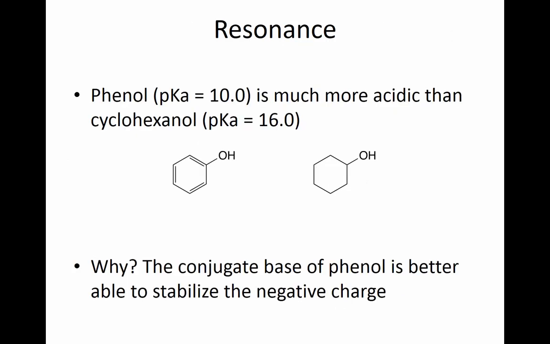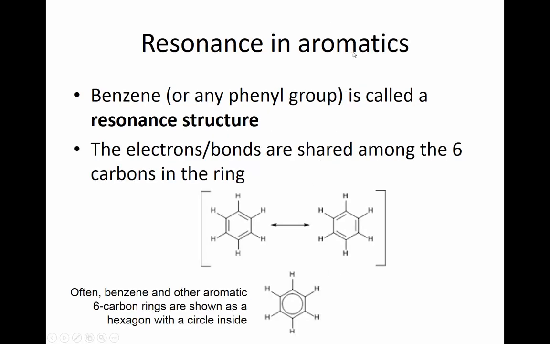Okay, one thing we have not gone over yet is resonance, and I have mentioned to you a few times the aromatic compounds that have these conjugated double bonds here. What does that mean? Why do we care? Because of this resonance, they have some important properties. So here's phenol, which has a pKa of about 10. It's much more acidic than cyclohexanol, which has a pKa of 16. And why is that? Well, the conjugate base of phenol is better able to stabilize the negative charge here. And that's down to resonance.